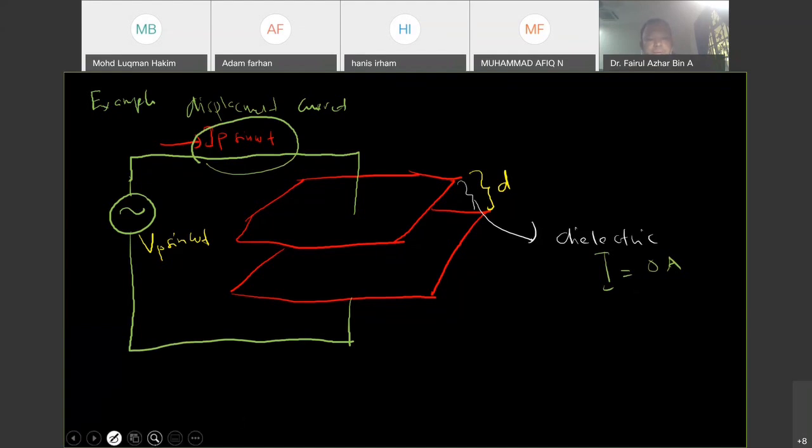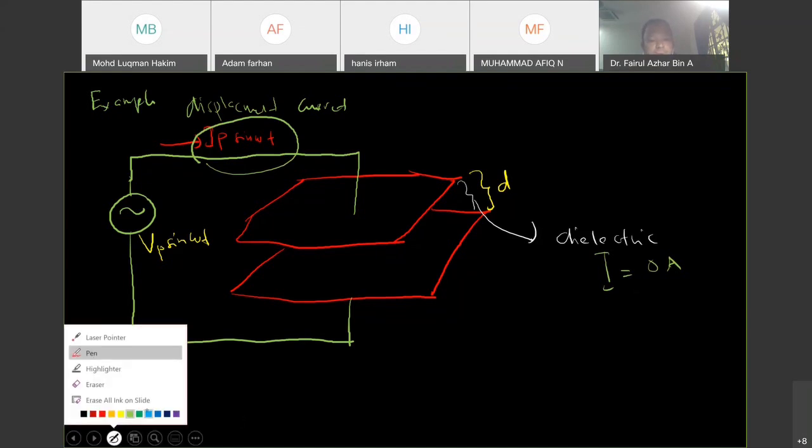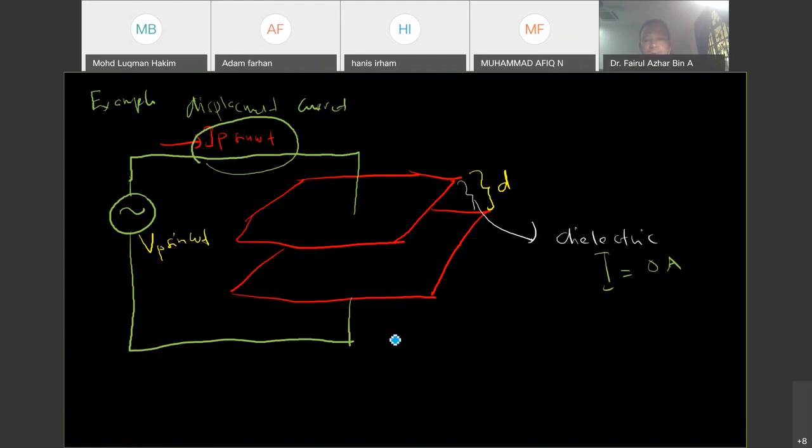That's why later in this chapter, in the conductor, we will have I equal to IC plus ID, where IC is the conduction current and ID is the displacement current. In this particular case, we will have some value of conductivity, and maybe the value of conductivity is high.